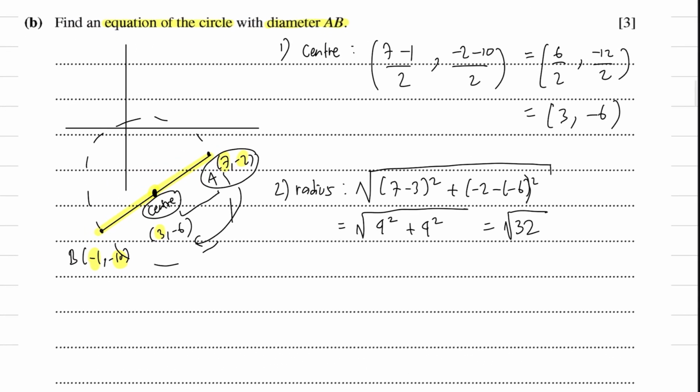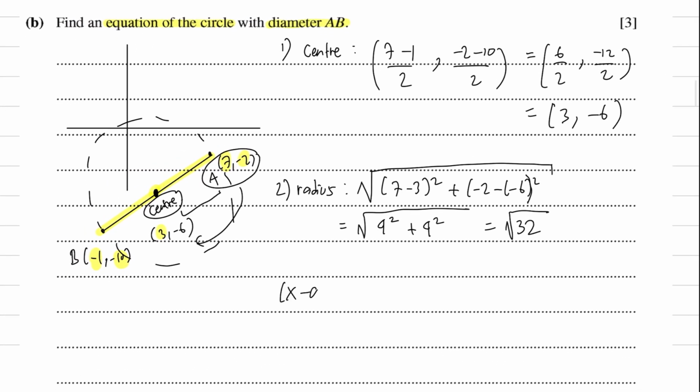So the equation of the circle will be (x minus a) squared plus (y minus b) squared equals r squared, where the center is (a, b). So (x minus 3) squared plus (y minus minus 6), so y plus 6, squared equals... the radius is the square root of 32, which means that r squared is 32.